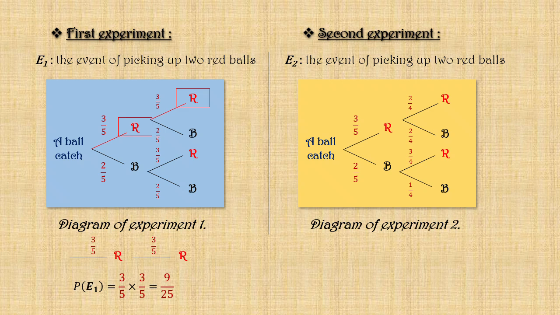As for the second experiment, according to its tree diagram, the probabilities of the 2 successive events R equals 3/5 and 2/4. Hence, the probability of the event E2 equals 3/5 times 2/4, which equals 3/10.